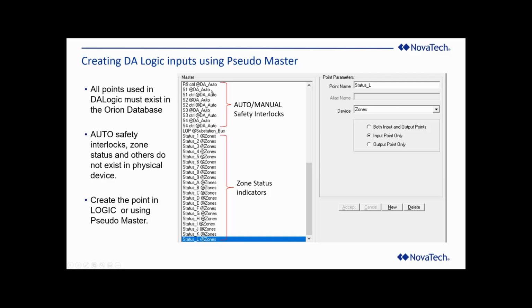Here you can create a set of points for your auto manuals and call it DA auto, where my zone status is for keeping track of what DA sequence is being switched at the moment. You can create a set of points that are going to be the zone status that you use for that. So this is an option as a way to create some points that you're going to use in DA.